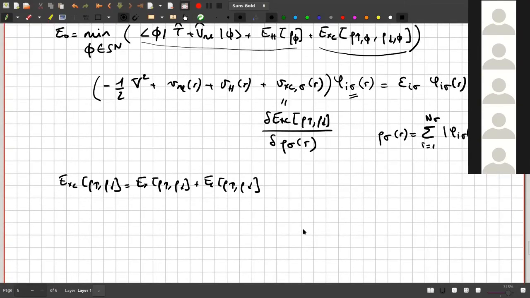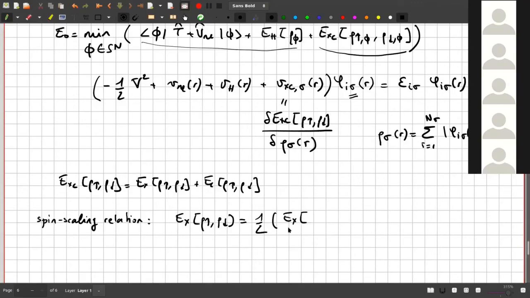And one nice thing is that there is a connection between the spin-independent exchange functional and the spin-dependent one, which is called the spin scaling relation. The spin-dependent exchange functional is 1/2 the spin-independent exchange functional evaluated at twice the spin up density plus the spin-independent exchange functional evaluated at twice the spin down density. Okay, so in this expression, this is the exchange functional that we used before, the spin-independent one. And this is, of course, the spin-dependent one.